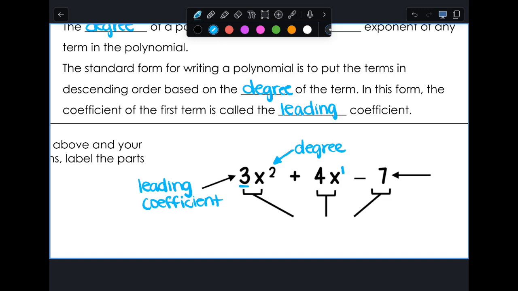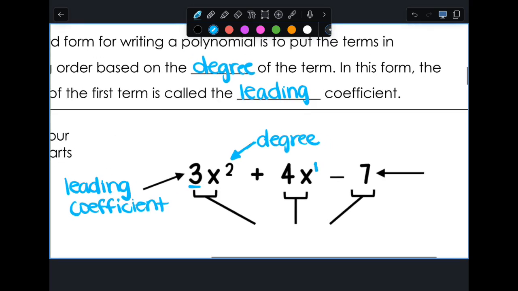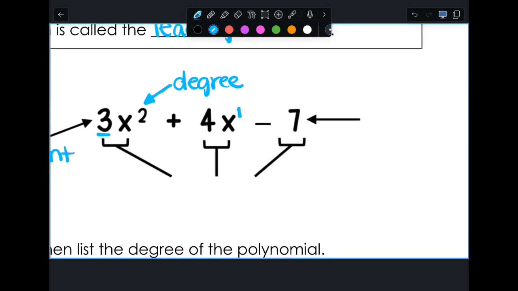Now the arrow pointing to the 7 is a vocabulary word that we should have learned in the very beginning of the year. Any number that's by itself is called a what? Constant. Okay? And last but not least, each group of numbers and letters or numbers by themselves are separated by plus and minus signs. So we have 3 separate groups here. Each one of those groups is called a what? Term. They're my terms. Okay?